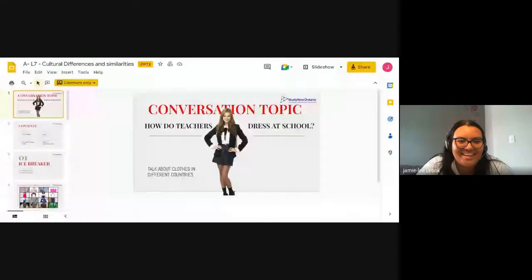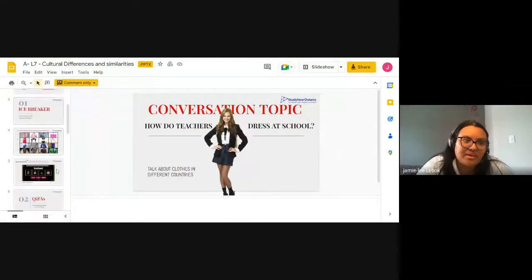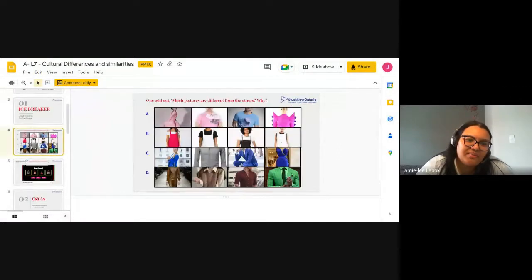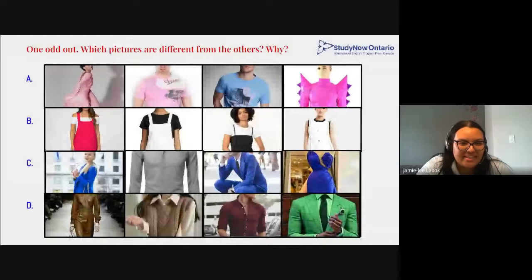Okay, today our conversation topic is how do teachers dress at school? So I want you to think about your teachers. But before we do that, I want you to have a look at this picture here. Okay, so we will see four different rows of pictures. In the first picture, A, Beauty, which picture is different in A? Picture one, picture two, picture three, or picture four?